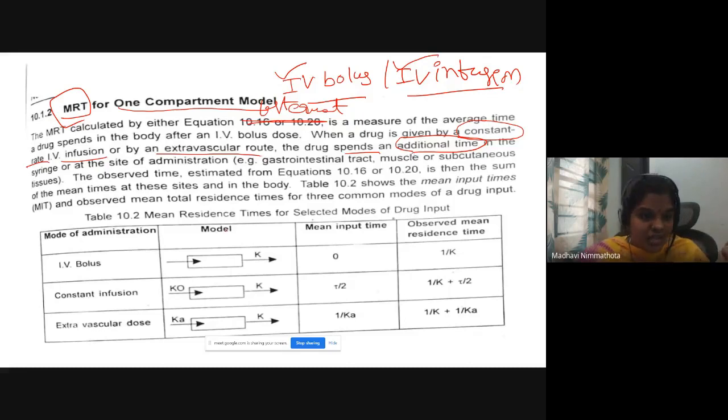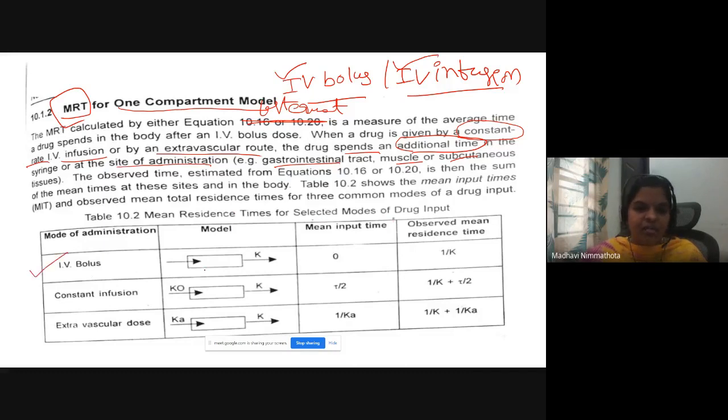So in the syringe, or at the site of administration, that is in the case of the gastrointestinal tract or muscle, etc. You have to remember only one thing: in case of IV infusion or extravascular administration, the drug will require additional time to spend in the body. That is nothing but in the sense of GIT or muscles. Okay. Then you can calculate the mean residence time for selected modes using these equations.